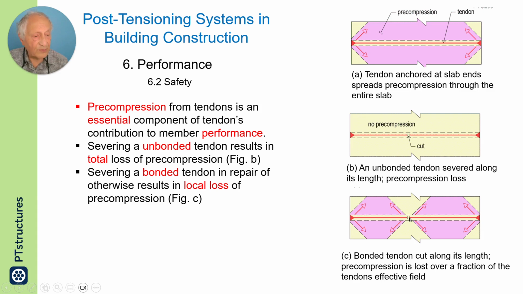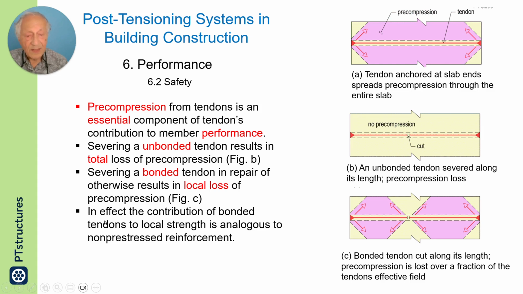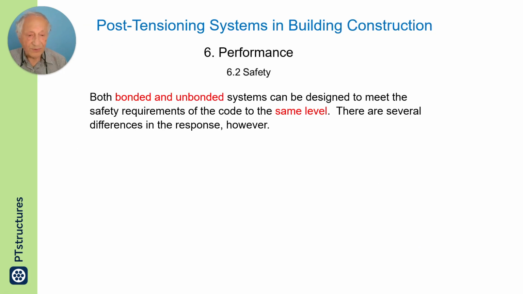When a bonded post-tensioning tendon, for repair or any other reason, is cut, as shown here on the bottom right, the precompression over the region immediately surrounding the cut is lost, but the remainder of the structure will retain its precompression. The cut will have no tension, but the tension will remain in the remainder of the strand because of the bond of the strand with the concrete. So in effect, the contribution of bonded tendons to local strength is analogous to non-pre-stressed reinforcement.